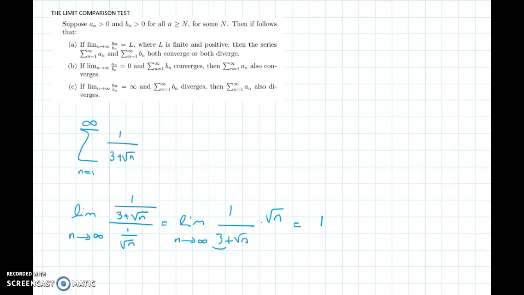Then from part A, since we know by the p-series test that 1 over square root of n converges, then the one with the 3 being summed in the denominator converges as well.